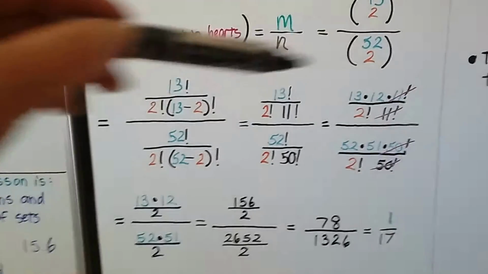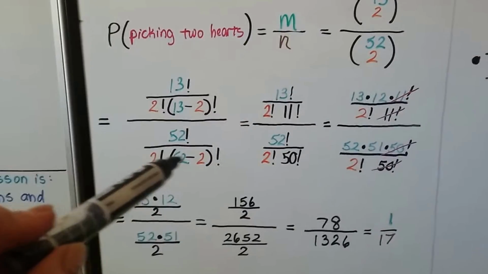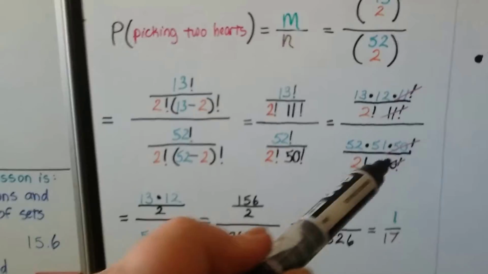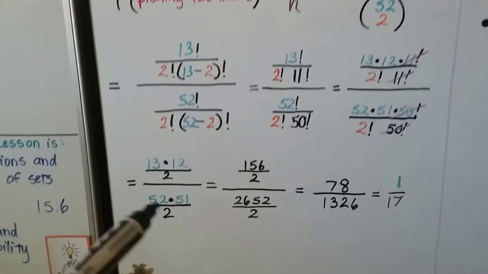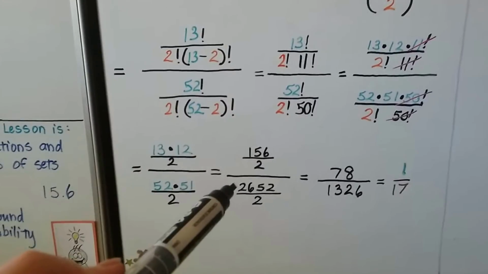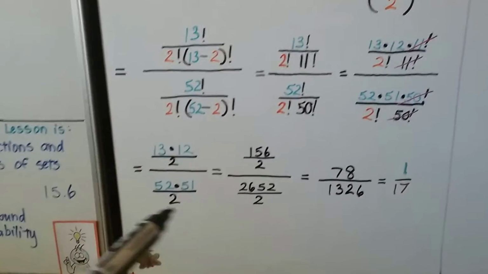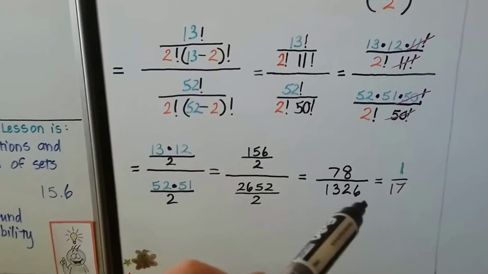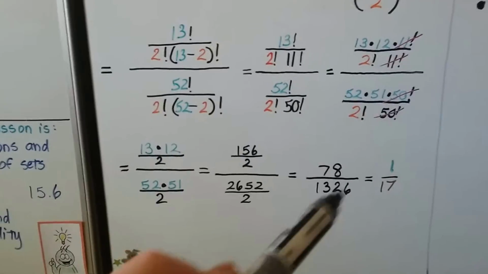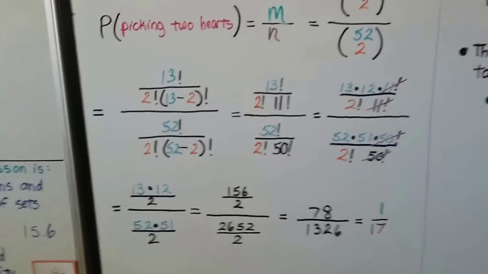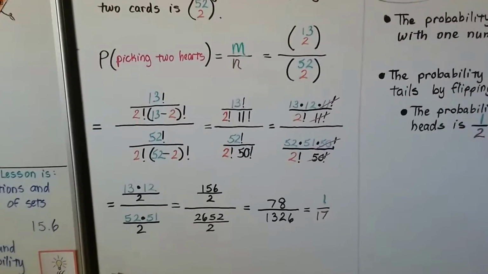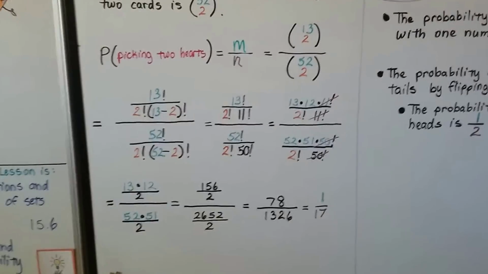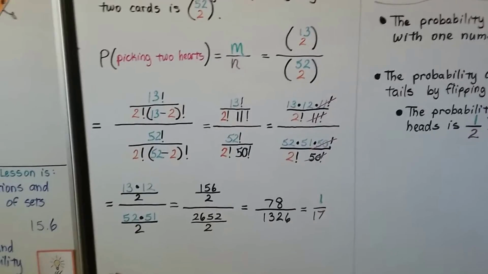And the 52 choose 2, we can do the 52 minus 2 down here and get a 50. We can write it with a common 50 factorial and cancel them out and just do 52 times 51. That's going to give us 2,652 divided by 2, which is 1,326. We can simplify this to 1/17. So, 2 cards being picked from a deck of 52 cards that both are hearts is a 1/17 chance. See? 1/17 probability.